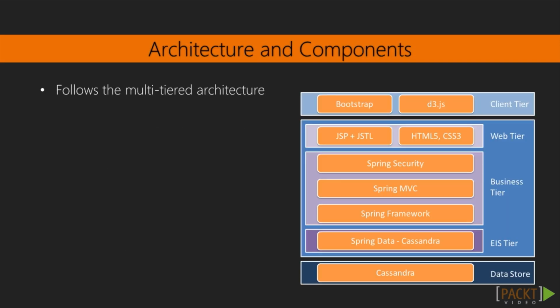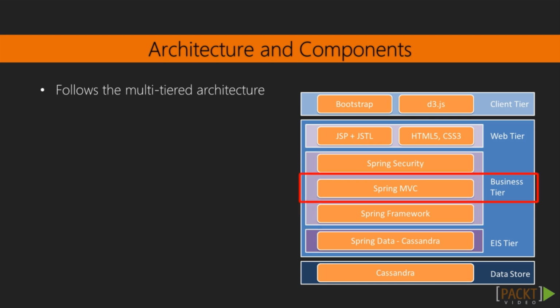Cassandra Web Trader will follow the multi-tiered architecture as shown in the diagram. Starting from the bottom, the data will be stored in a Cassandra database. Then, one level up, Spring Data for Cassandra will be used to handle the DAO to manage the persistence layer. For the business tier, we'll use a number of Spring Framework modules for various core functionalities. For example, Spring Framework will be the backbone of the application to compose the business logic and glue everything up.